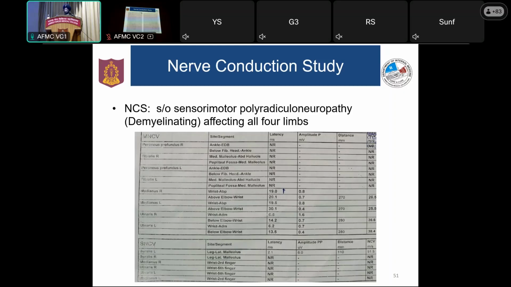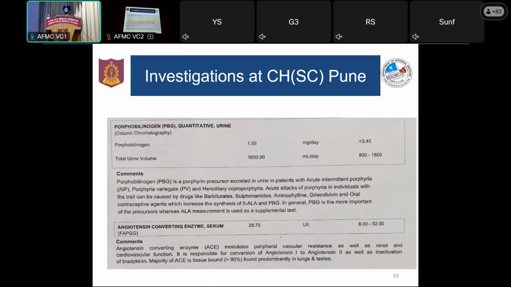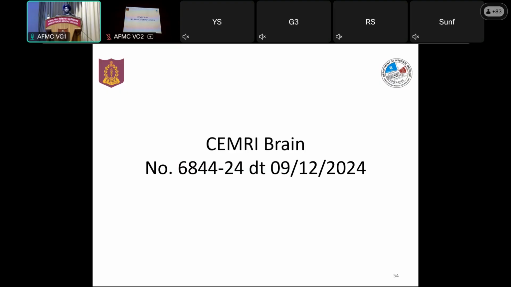More. And these are the graphs. You can see that the latency is coming much later. Huge gap. This is increased latency. More. Next. Workup for porphyrin was done to rule out porphyria, and that came out normal. Right. Next. More. I will request my radiology colleague to discuss the MRI findings.